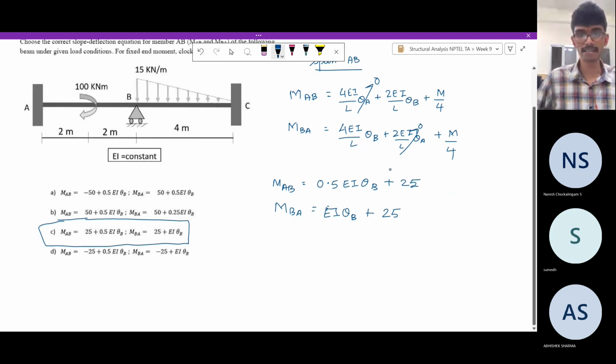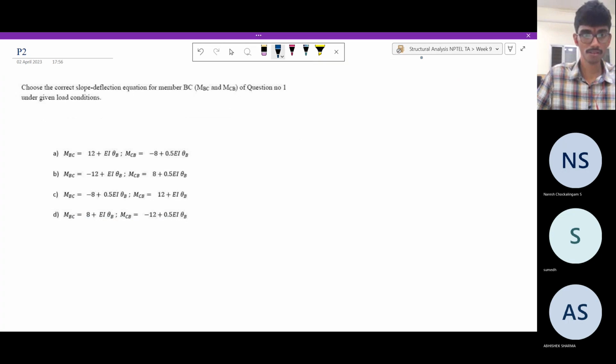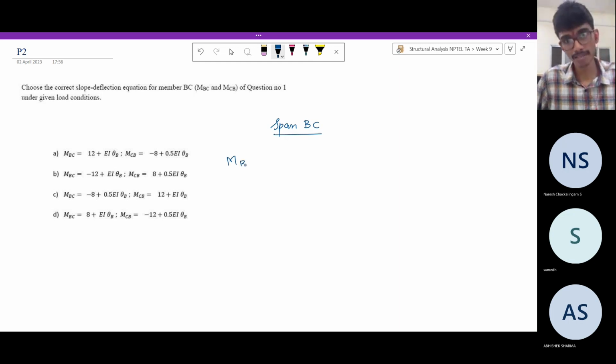Now let us consider span BC. Let me go to the next page. They are asking for the member BC. So in span BC, what is MBC? It is 4 EI by L theta B plus 2 EI by L theta C. There is no support settlement, plus the fixed end moment.